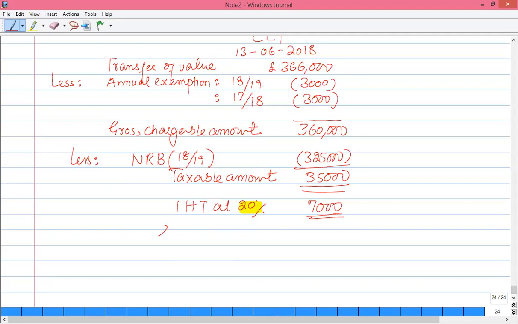Now after identifying this, identify the gross chargeable amount, and the gross chargeable amount is 360,000. Now let's calculate from the perspective of the donor. Again, CLT, the date. Now let's find it out. The transfer of value is 366,000.